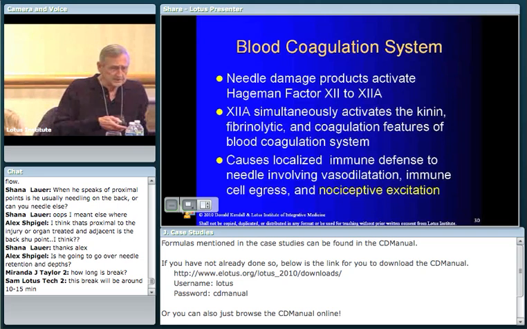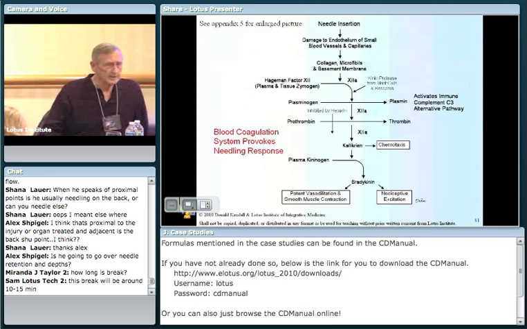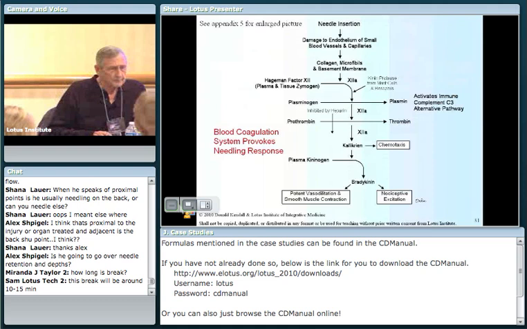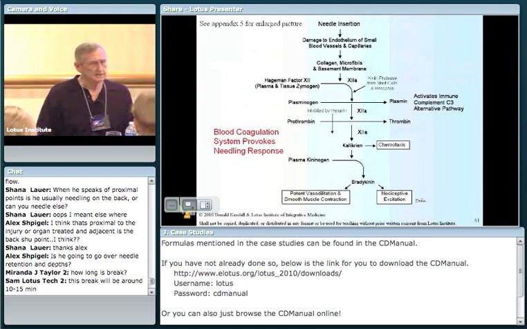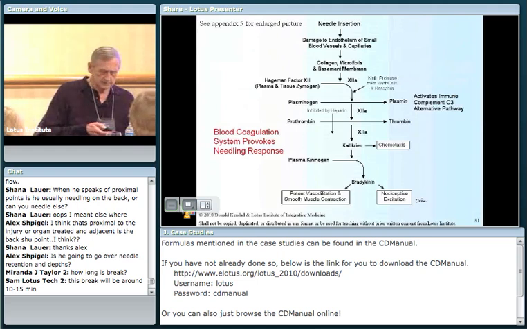Mediators include mast cell histamine, platelet activating factor, leukotrienes plus substance P itself. Inserting a needle or any other object that pierces skin causes this tissue trauma. Incidental trauma by needle results in tissue and capillary damage products. This includes collagen, microfibrils, fragments of the basement membrane. Any of these things floating in the body, in the blood, will trigger the Hageman factor 12.